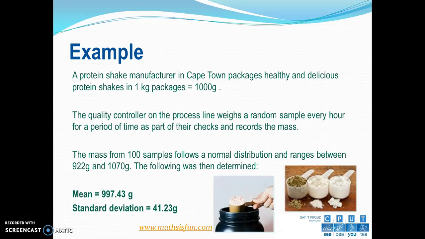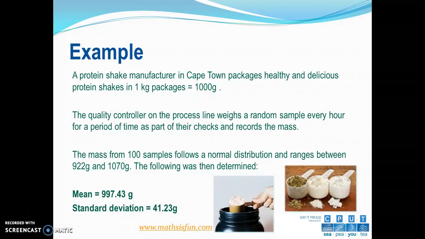A protein shake manufacturer in Cape Town packages healthy and delicious protein shakes in 1 kilogram packages. We need to keep in mind that 1 kilogram is equal to 1,000 grams. The quality controller on the process line weighs a random sample every hour as part of the checks and records the mass. The mass from 100 samples follows a normal distribution and ranges between 922 grams and 1,070 grams.